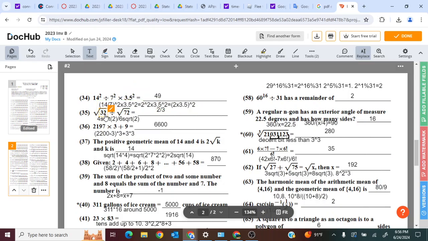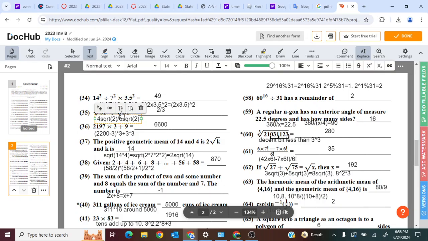35, you take out the greatest common square. So in this case, you can take out 16 to leave square root of 2, 4 square root of 2, and in this you can take out 36 to leave square root of 2, so 6 square root of 2. And then you just divide it. The square root of 2 cancels out, and you get 2/3.